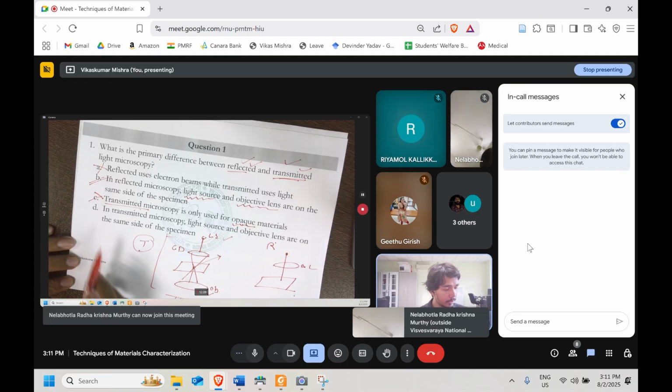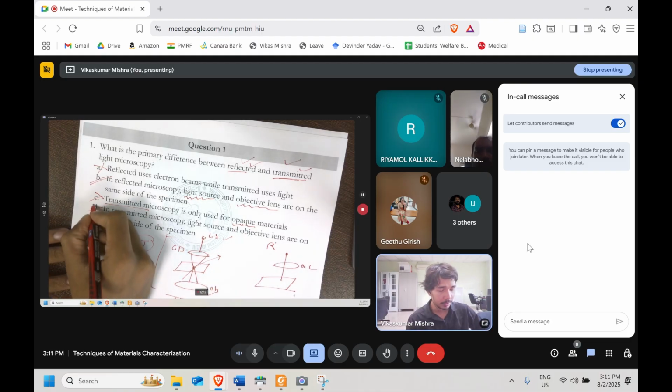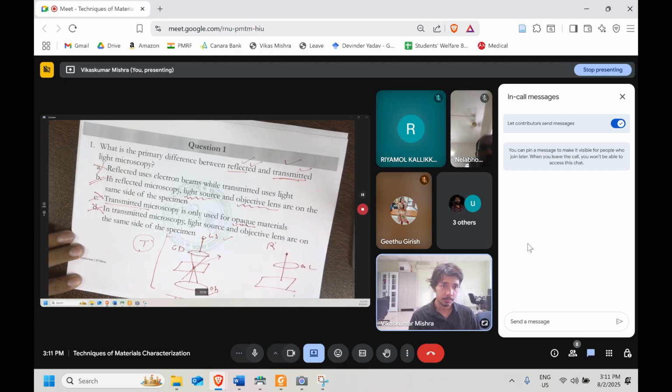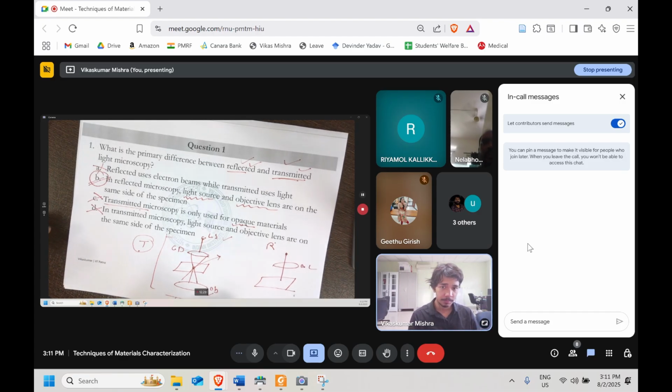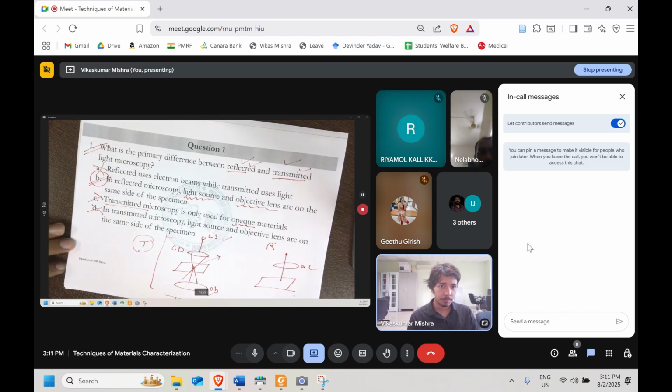What do you think about this? In the transmitted light, so this is obviously incorrect, right? So we can say that it's true. It's a cross. So in all these cases, only option B was the correct one. The remaining all were incorrect. Right. So with that, we have solved question number 1.